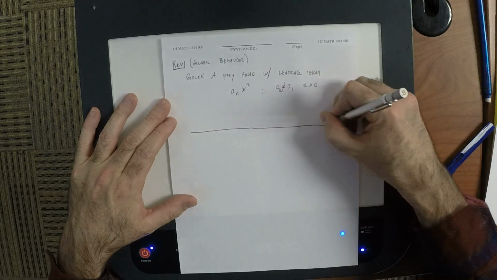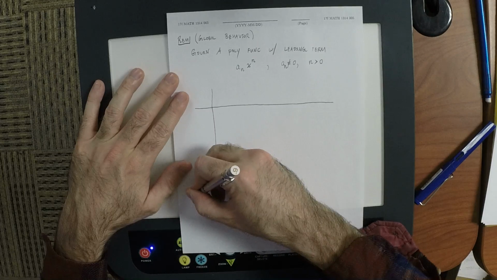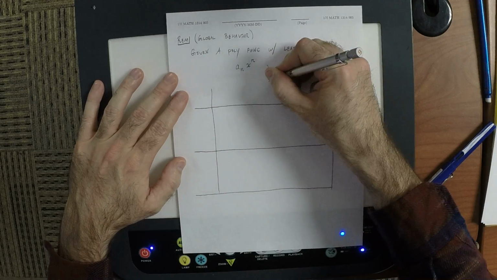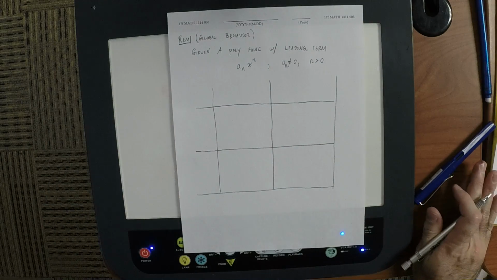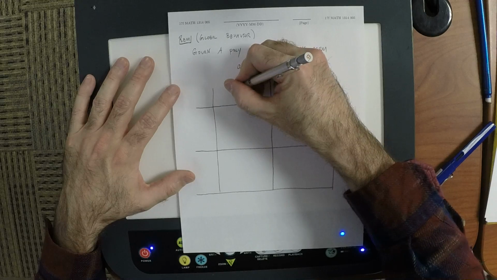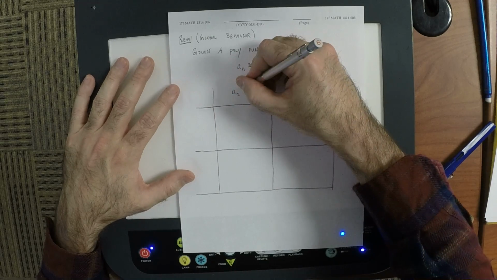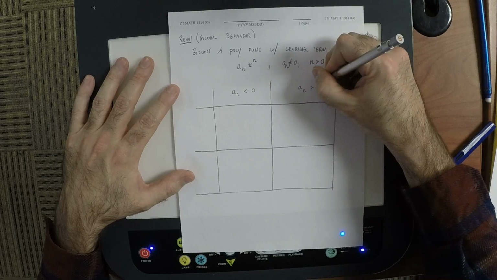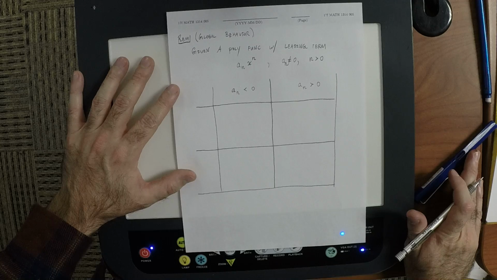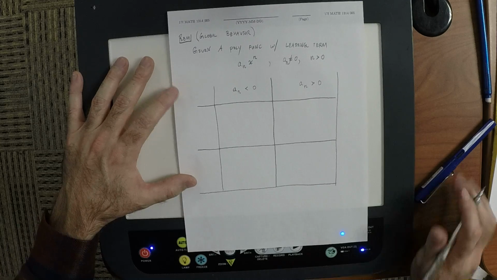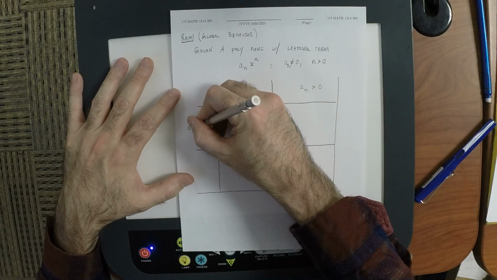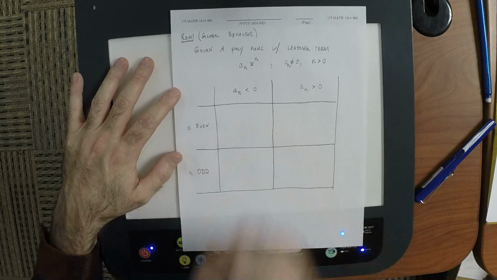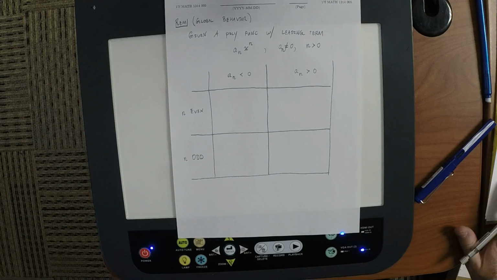then a 2 by 2 table. So in this first column, we'll say that a_n is negative, and in this second column, a_n is positive. Then in the first row, we'll say that n is even, and in the second row, n is odd. Okay.